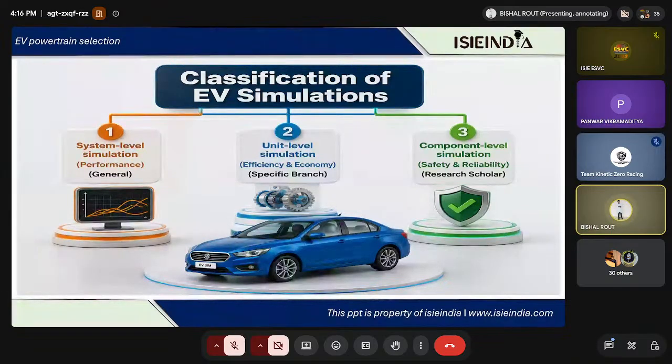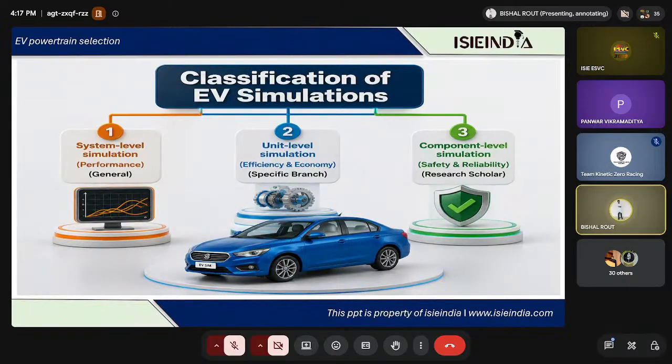Those who are working during the development stage of a motor and a controller usually go for component-based simulation, right? Once that is done, then we go for unit level simulation. Once everything is classified and fitted into the vehicle, we mostly focus on system level simulation. We rarely go from system level simulation to component level simulation, right? So that is the relationship between the three.